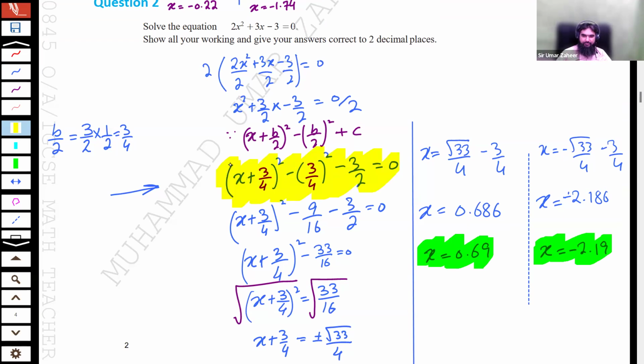Yes, everyone. Any question? The completing square method is clear? Yes, sir. Anyone having a small doubt in the completing square method?